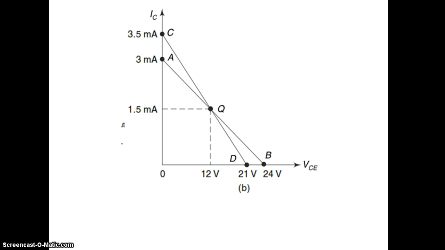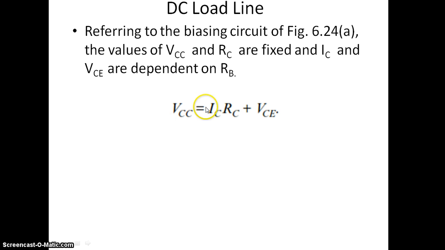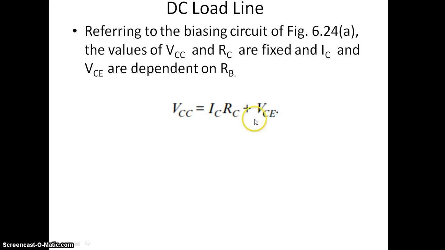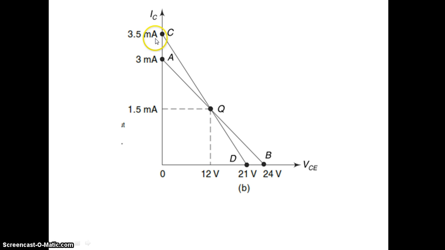In this equation, first put IC equal to 0, that means VCC equal to VCE. Mark that point. Then put VCE equal to 0, so IC equal to VCC by RC. Mark that point, let us represent 3.5 milliamps, and join these two points, 3.5 milliamps and 21 volts. If you join these two points, that is called the DC load line, and the center point may be fixed as the Q point. That represents 1.5 milliamps and 12 volt.